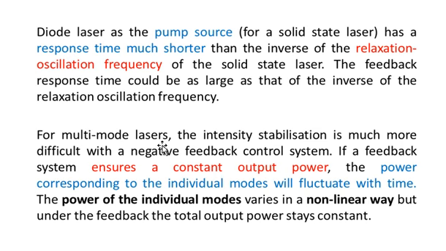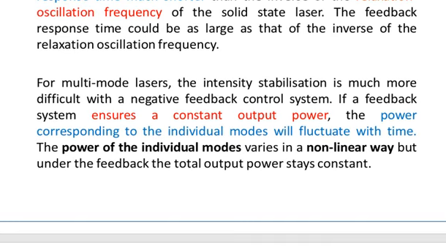For multi-mode lasers, the intensity stabilization. Now this paragraph is about a multi-mode laser, that is, a laser which has an output containing a large number of frequencies, or a large number of longitudinal modes. For multi-mode lasers, the intensity stabilization is much more difficult with a feedback system. If a feedback system ensures a constant output power, which is of course the purpose of a feedback system, the power corresponding to the individual modes will fluctuate with time.